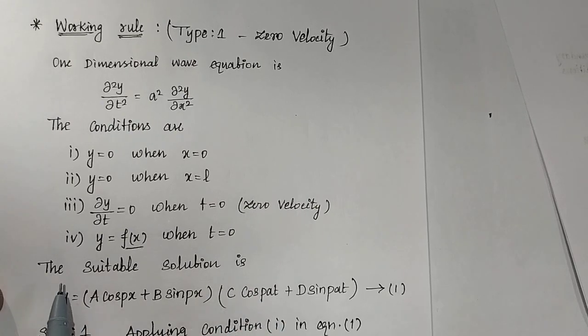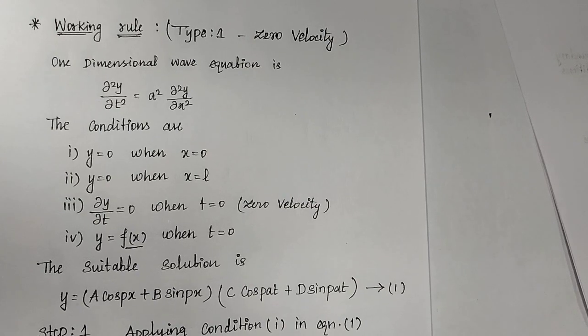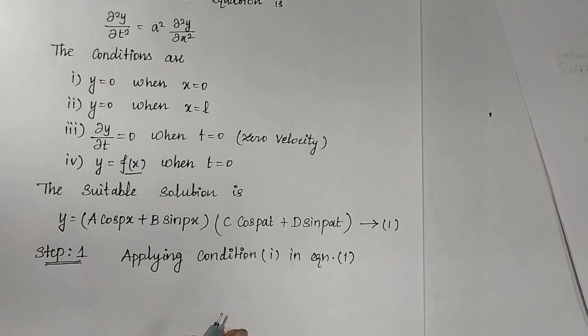And already I told that from the possible solutions we have to take the second one. That is our suitable solution for this one dimensional wave equation. So y = (a cos px + b sin px)(c cos pat + d sin pat), which is our equation 1. Thereafter we have to apply 4 conditions in this equation 1.